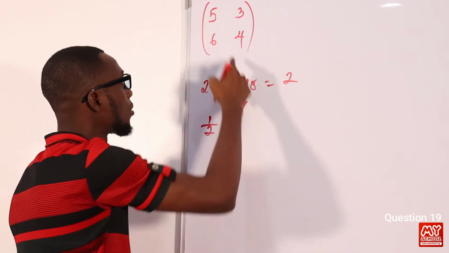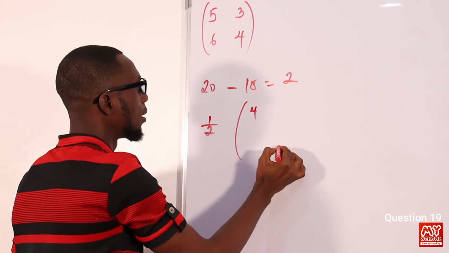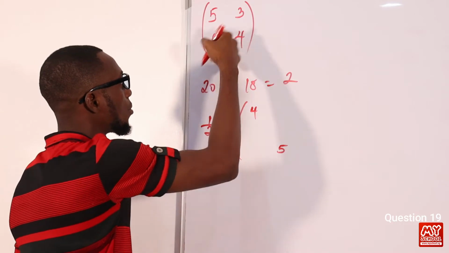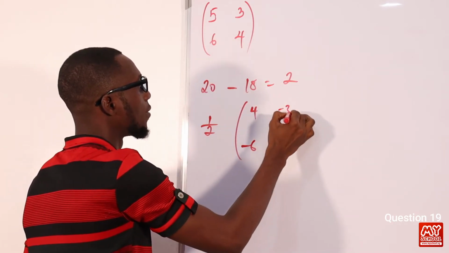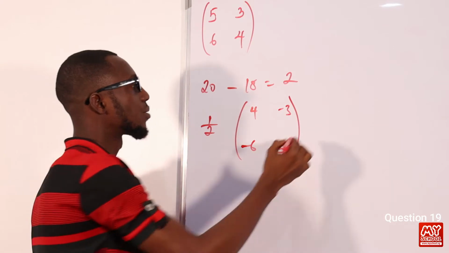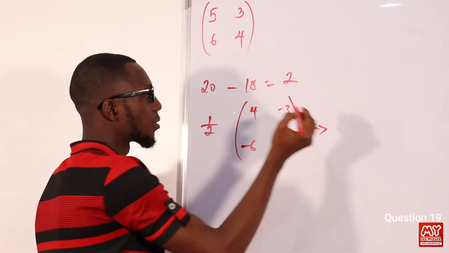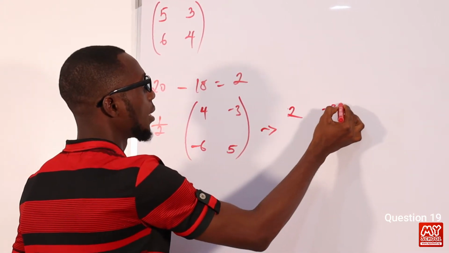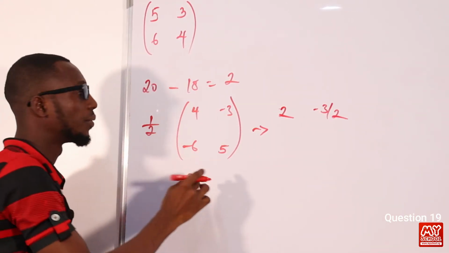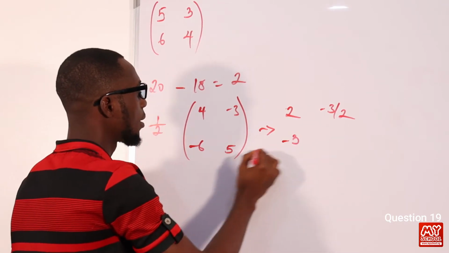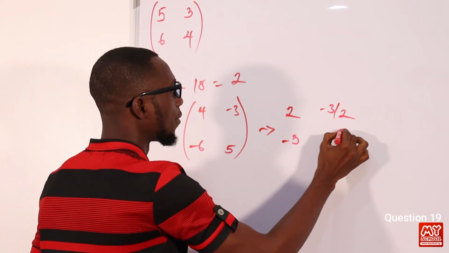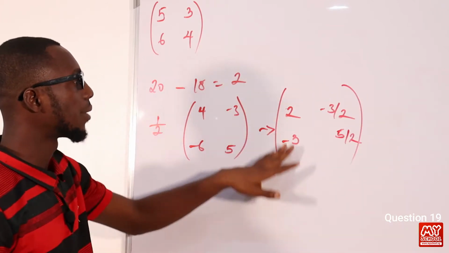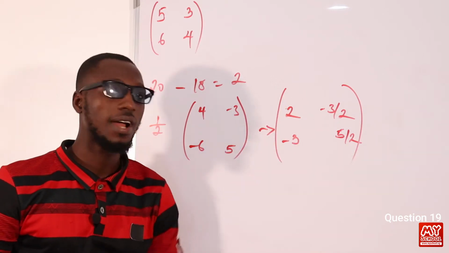You switch position of this and this. So that will be 4, then this will be 5. Then remember when we're working here, this will be negative, this will be negative. So let's multiply it through by a half. We have 4 divided by 2, that is 2, then minus 3 over 2, then minus 3 over 2 and 5 over 2.